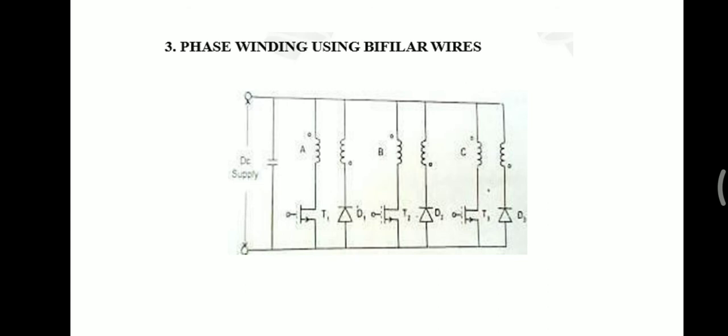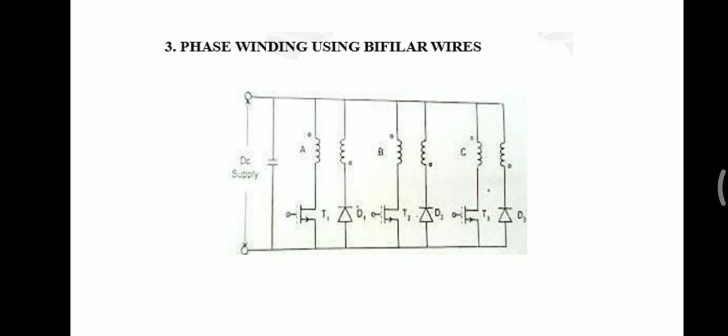Next one is the phase winding using bifilar wires. When T1 is turned on, the DC current passes through the phase winding A. When the device T1 is turned off, the stored energy in the magnetic field is fed back to the DC source through the winding A dash and D1 to the supply. The three devices operate in a sequential way depending upon the signal obtained from the rotor position sensor and the chopping signals for the PWM technique obtained from the controller.